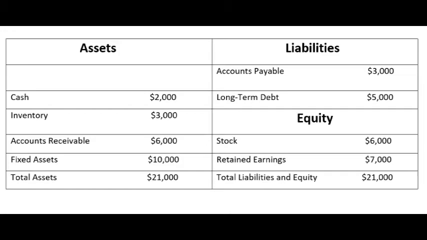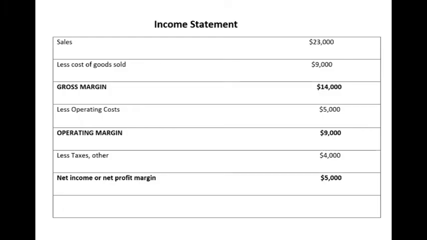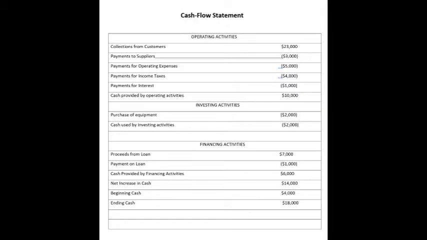The three basic financial documents we need to be able to read and understand are 1, the balance sheet, 2, the income statement, and 3, the cash flow statement.